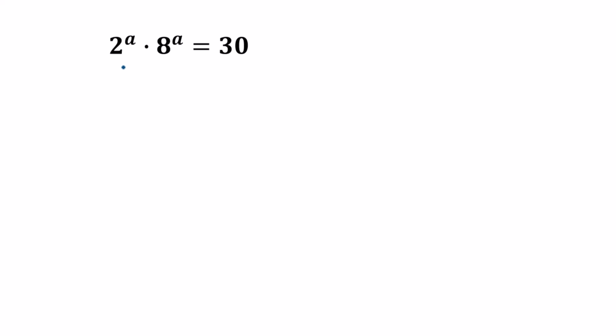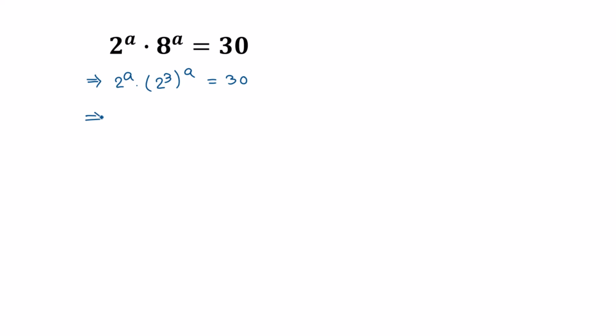Hello everyone. In this video, I am going to show how to find the value of a, where 2^a times 8^a is equal to 30. Or this 2^a times 8, we can write this as 2^3. This is 8, and the whole to the power a is equal to the right side, 30.